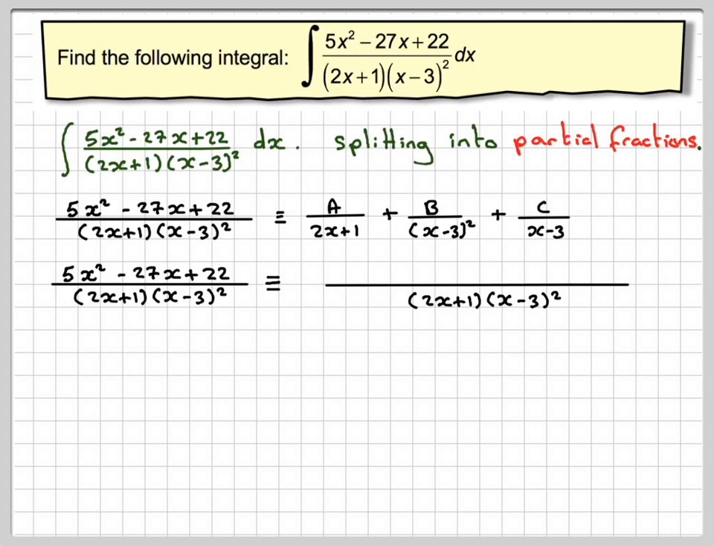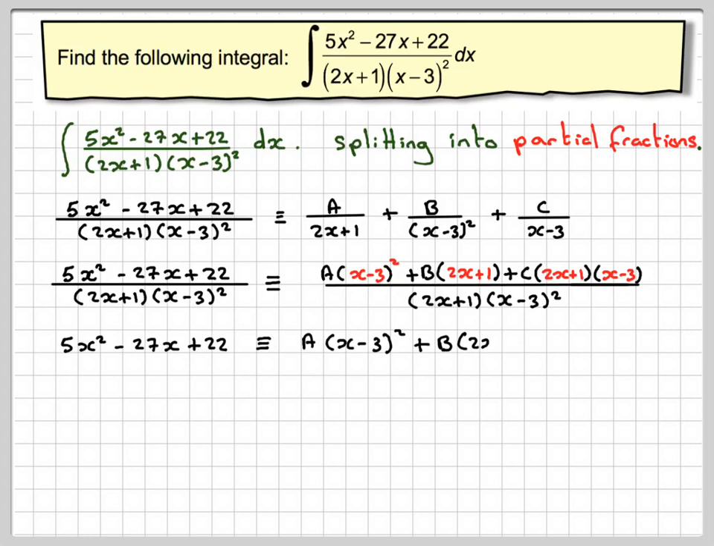Then A has been multiplied by (x − 3)². B has been multiplied just by (2x + 1), and C has been multiplied by (2x + 1) and (x − 3) in order to keep the same denominator. So now we have the same denominator, we just consider the numerator. So 5x² − 27x + 22 is equivalent to A(x − 3)² + B(2x + 1) + C(2x + 1)(x − 3).